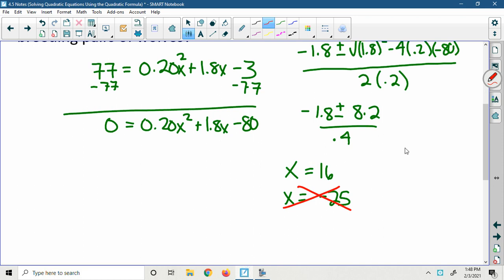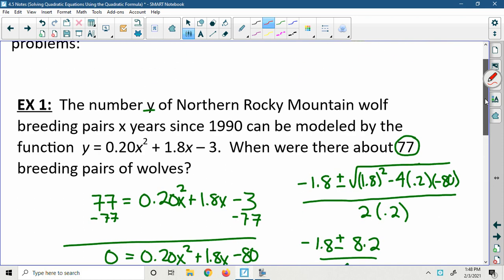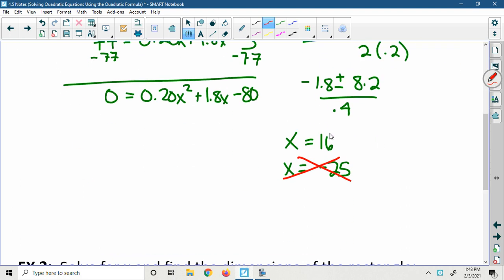And they said x is the number of years since 1990. So 1990, and then we go 16 years after that. So 2006 is when there would have been 77 breeding pairs of northern Rocky Mountain wolves.